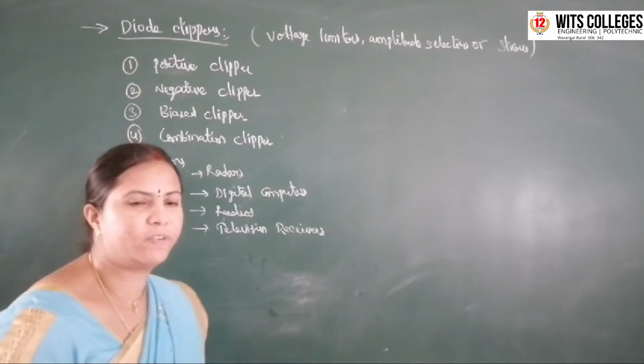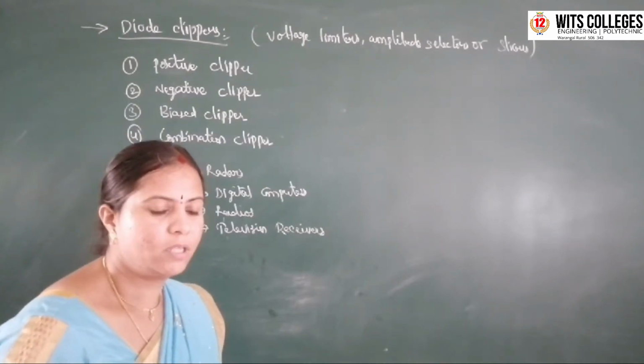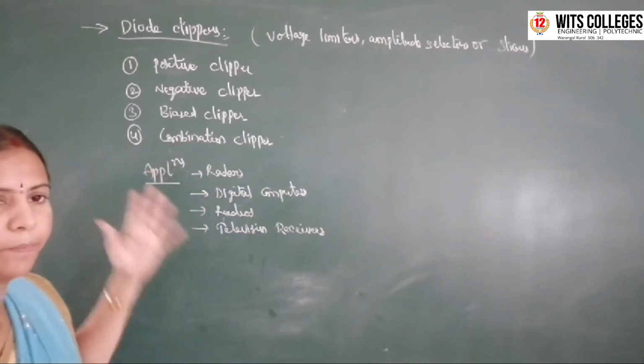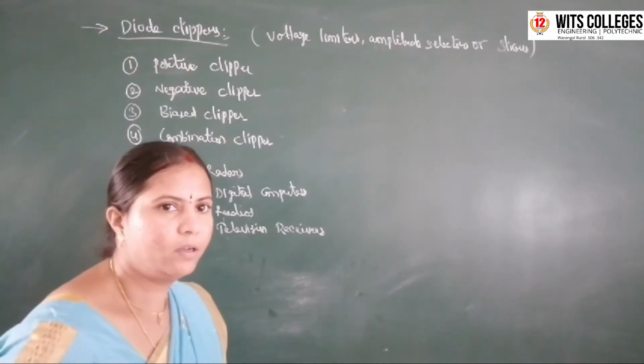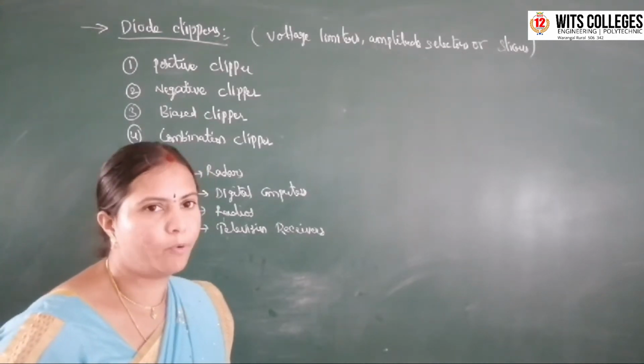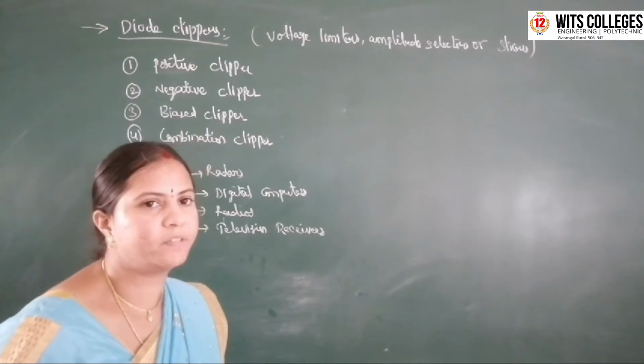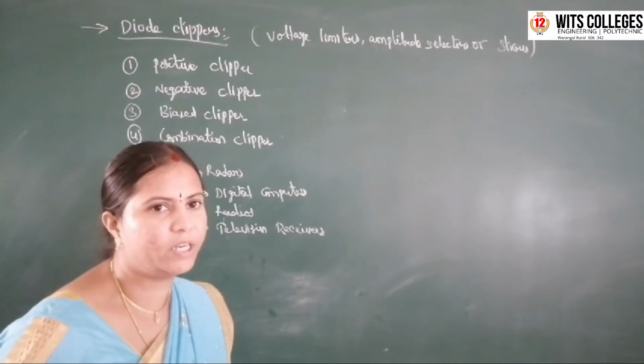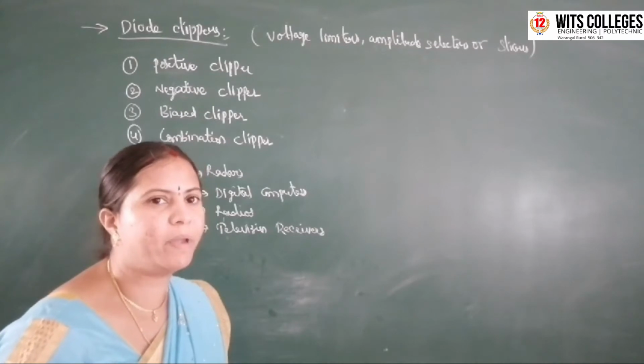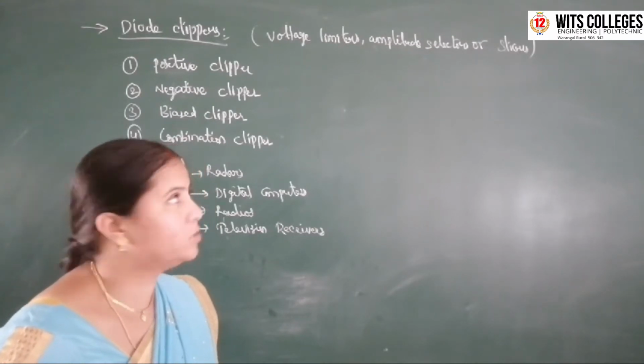So the circuit with which the waveform is shaped by removing some amount of the portion, either positive half cycle or negative half cycle of the input signal, and without distorting the remaining portion of the input signal is known as clippers.